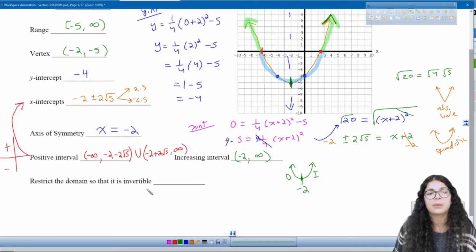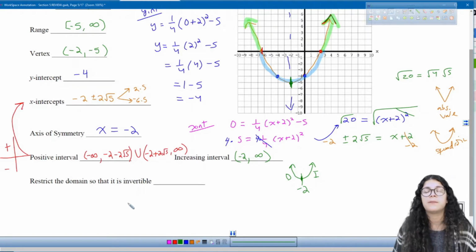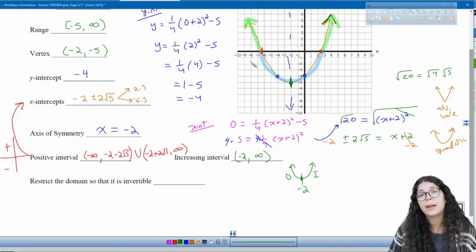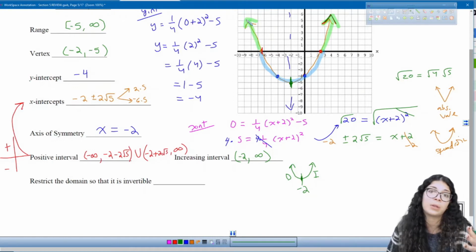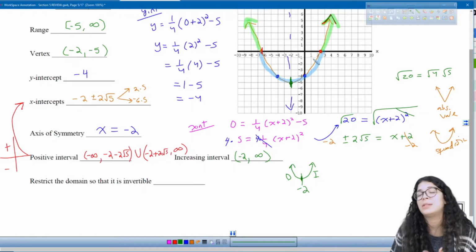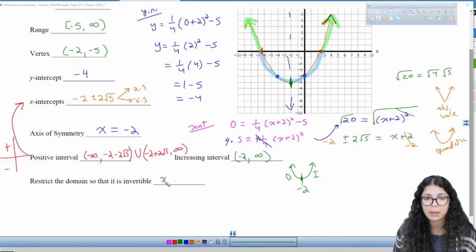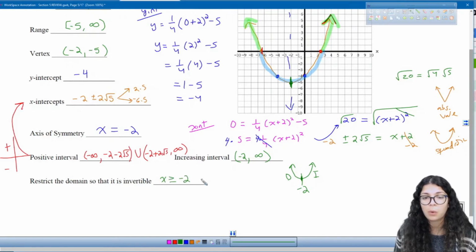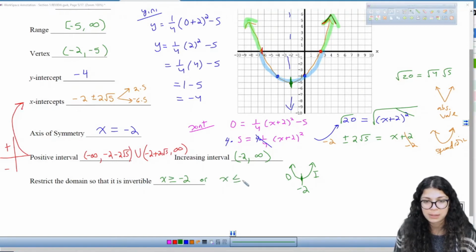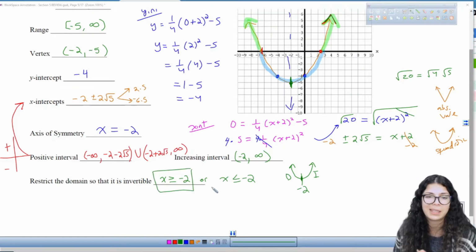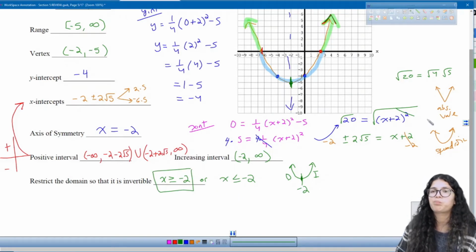And then lastly, restrict the domain so it is invertible. Remember, to restrict the domain so that it is invertible, we just need to use half of the graph. So you could either use the left side of the graph or the right side of the graph. You could either use the decreasing piece or the increasing piece, but not both. So it doesn't matter. You could either pick the right side, x is greater than or equal to negative 2, or you could pick the left side, x is less than or equal to negative 2. One or the other, but not both, okay? I'm going to go with the right side. That's usually what we go with, okay?